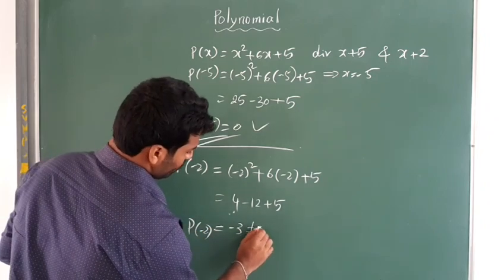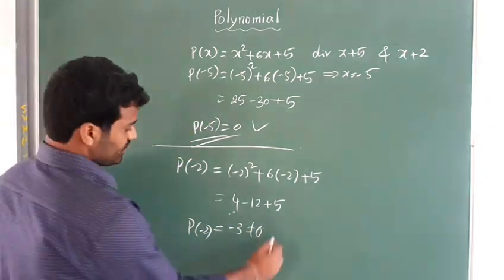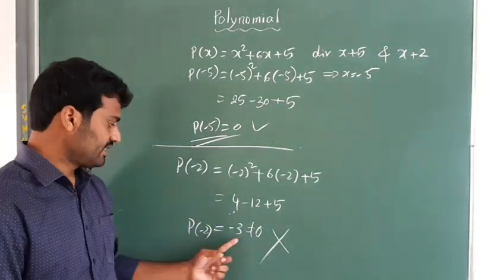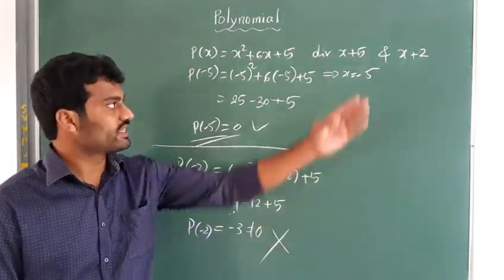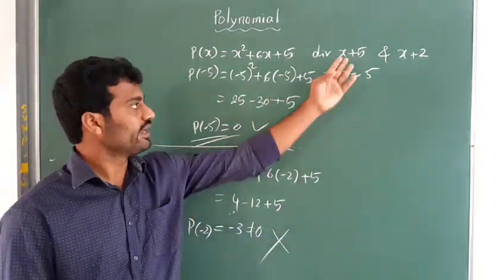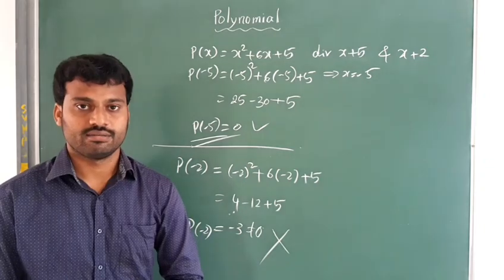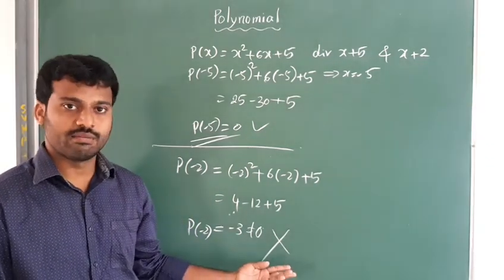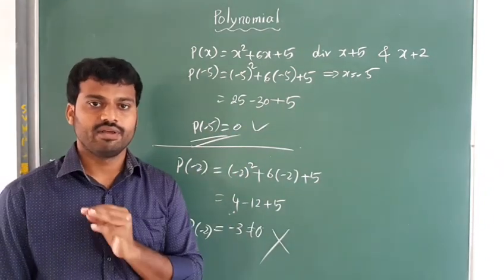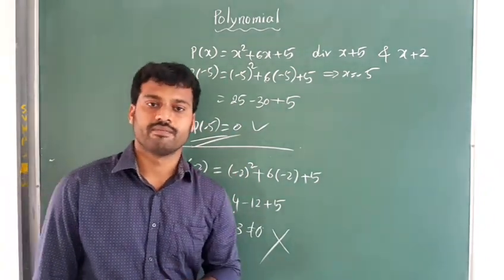So -3 is not equals to 0. So it's not a factor. Clear or not? -3 is not equals to 0. So x plus 2 is not a factor of this polynomial. Only x plus 5 is a factor. If remainder is 0, it's a factor. If remainder is non-zero, it's not a factor. Very easy and simple concept.